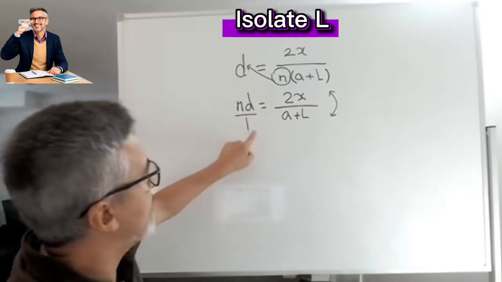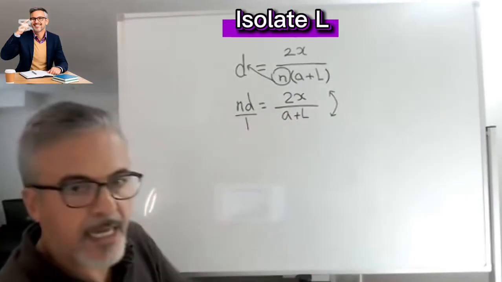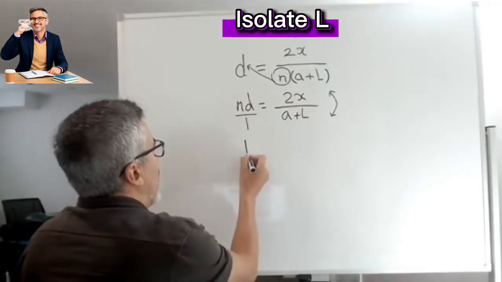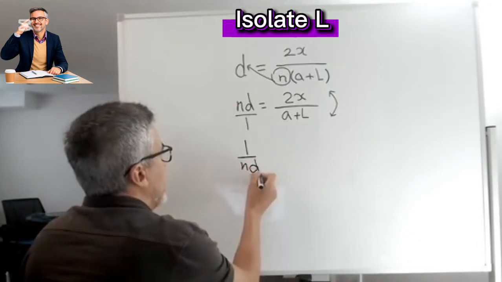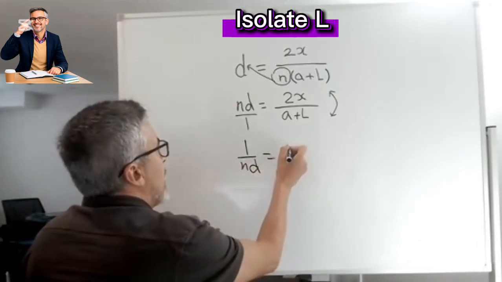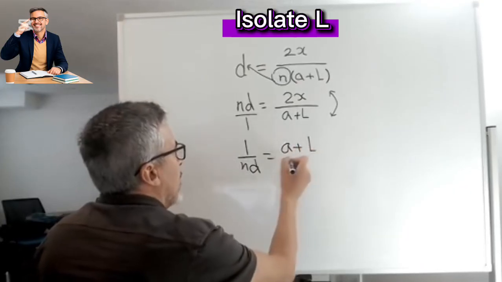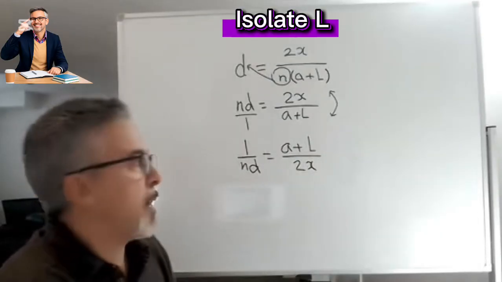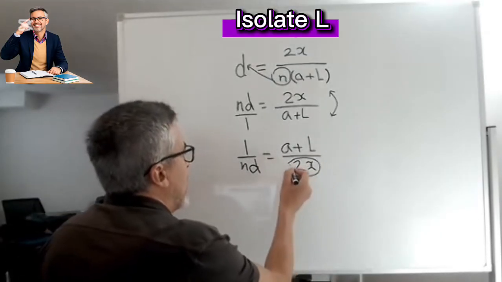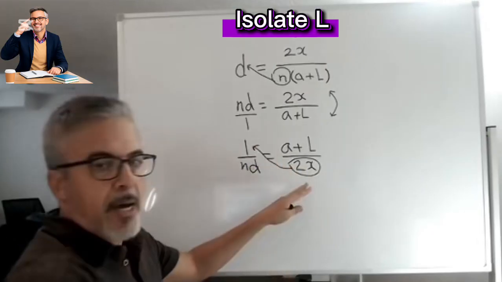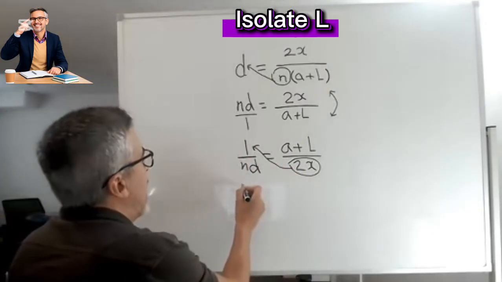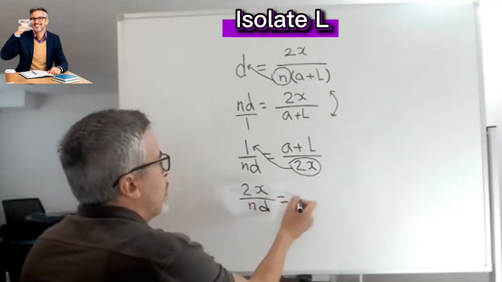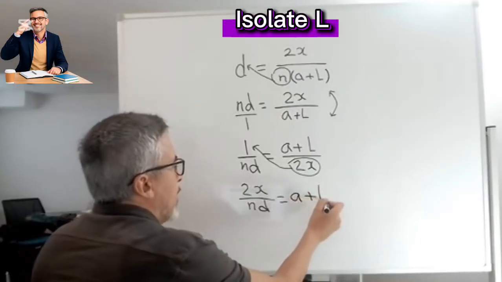since we have one fraction on the left side of the equal sign and one fraction on the right-hand side of the equal sign, then we could rotate all of this. So that becomes 1 over n d equals a plus L over 2x. Now I'm going to go back to cross multiplying. I want to cross multiply the 2x to the top, because if it's on the bottom and it crosses the equal sign, it goes to the top. So I'm going to have 2x over n d equals a plus L.